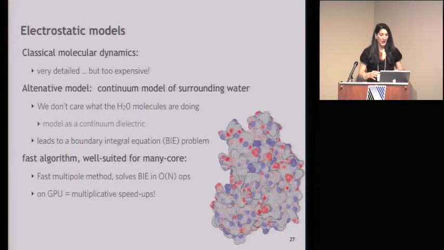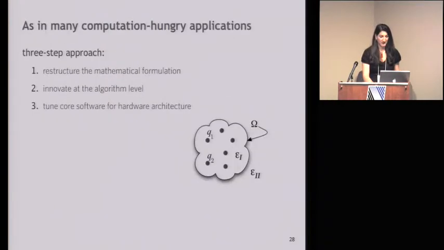Okay? So in the end, if we put these things together, we're going to have this idea of the multiplicative speedups, which is the motivation of my whole lecture today. And this, in fact, is, I think, common to many computation-hungry applications like CFD or many others, where one can think of a three-step approach. First, restructure the mathematical formulation. Think about how you can model the problem in a way that already gives you an increase in performance or increase in ability to obtain a solution.